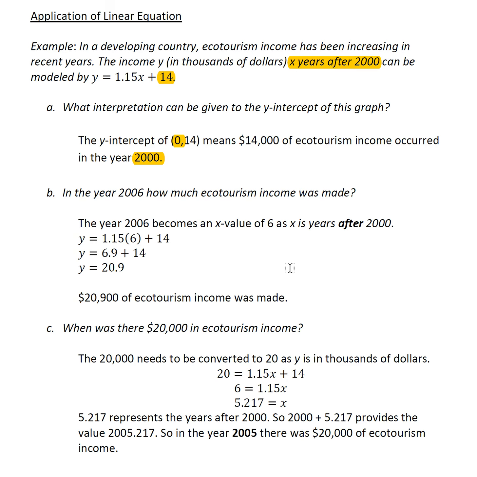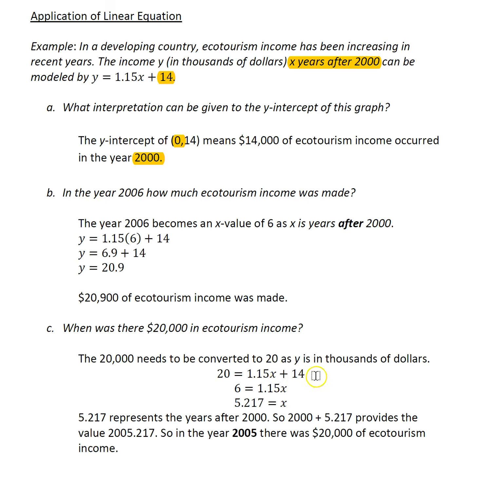So far we've looked at the interpretation of the y-intercept, and we've taken a look at how much ecotourism was made in a particular year. In part C, we're going to find out when a certain amount of ecotourism income happened. So we're going to find out the year. When was there $20,000 in ecotourism income? Well, we need to change the 20,000 to be 20, as y was labeled in thousands. That's our y value, so I substitute 20 in for y into the equation. This time I'm solving for x.